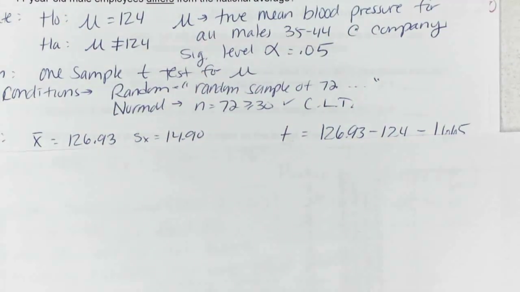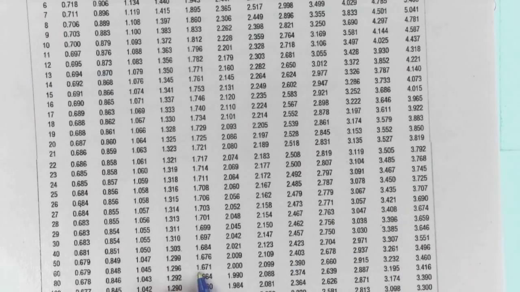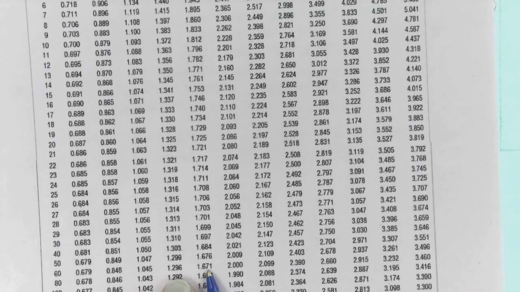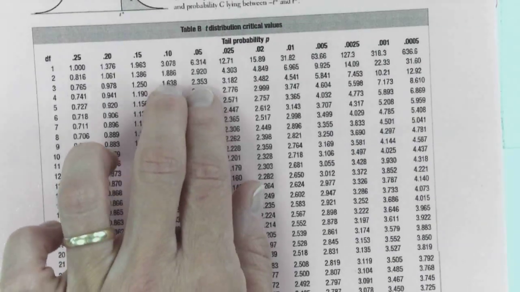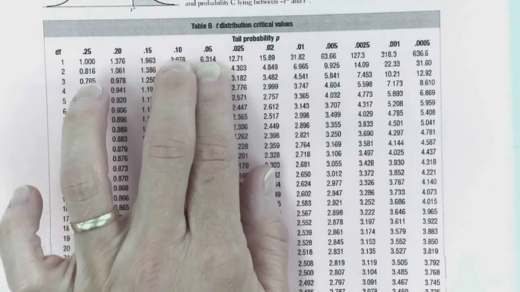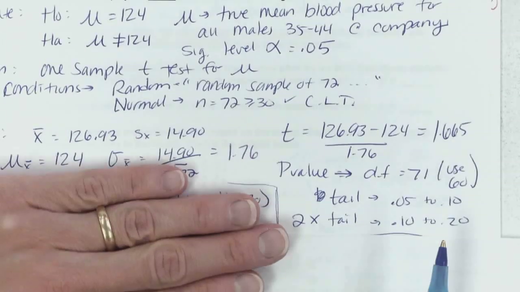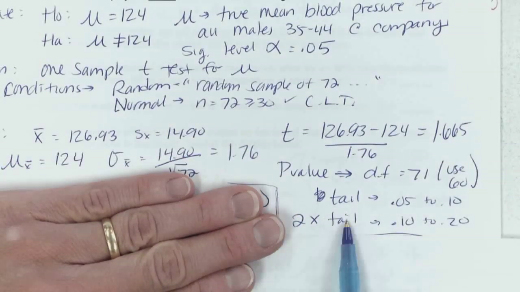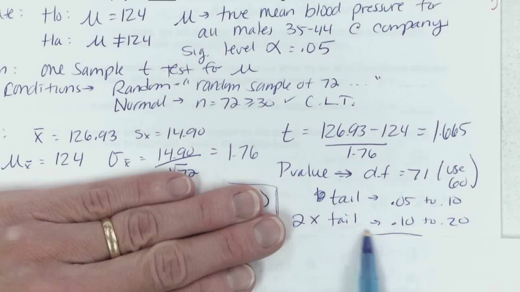Remember that number again. That was 1.665. So go across our 60 row, 1.665. Oh, we are close there. Just a little bit below 1.671 and above this guy here. So to the top to get our area in the tail, 0.05 to 0.10 is that tail probability. But since this is a two-sided test, we are going to need to double that interval. So instead of 0.05 to 0.10, it's 0.10 to 0.20. So the p-value is between these two.